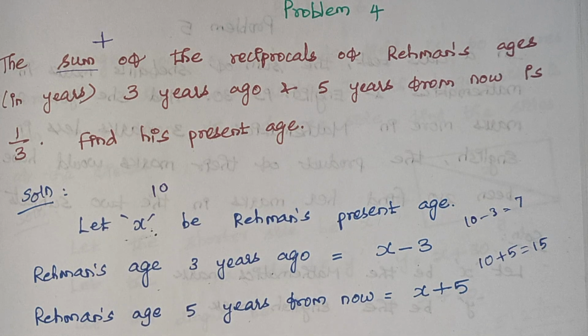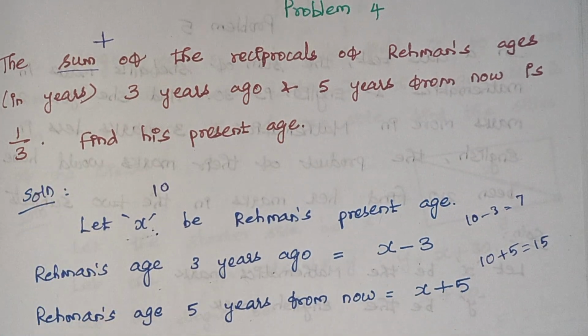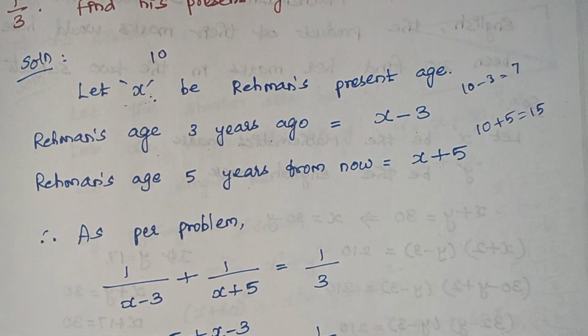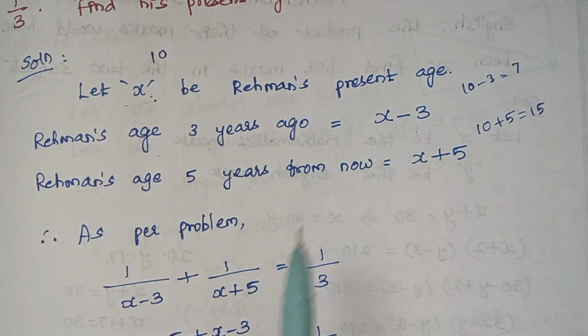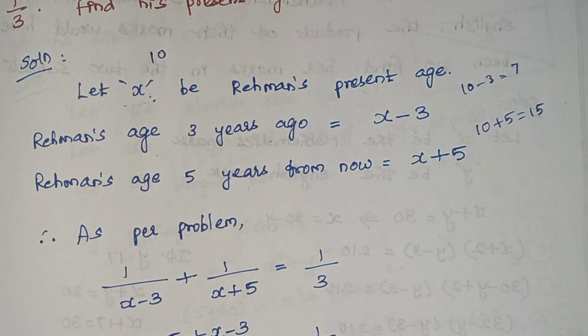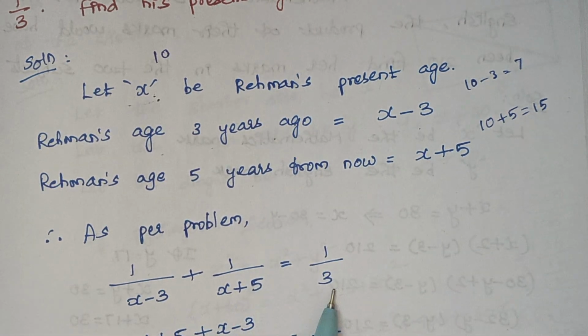Now you have to take the reciprocal of these ages, and when you add them, you get the answer as 1 by 3. This is what is given in the problem. So 1 by x minus 3, the reciprocal of this age, plus the reciprocal of this age, that is 1 by x plus 5, is equal to 1 by 3. Now we have to solve this equation and calculate the value of x.